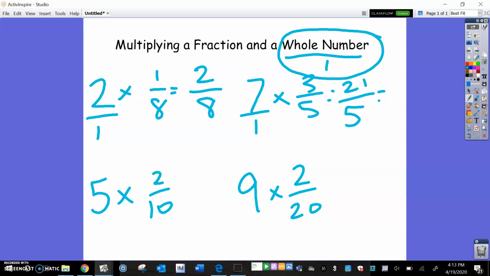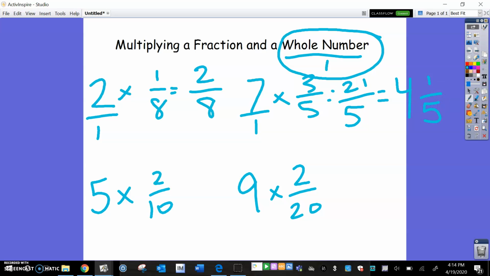I'm going to skip count for this one to get my mixed number because I'd have to subtract too many times. 5, 10, 15, 20, 25. Okay, 25 is too large. I'm going to go back to 20. So my whole number is 4, and 21 minus 20 is 1/5.